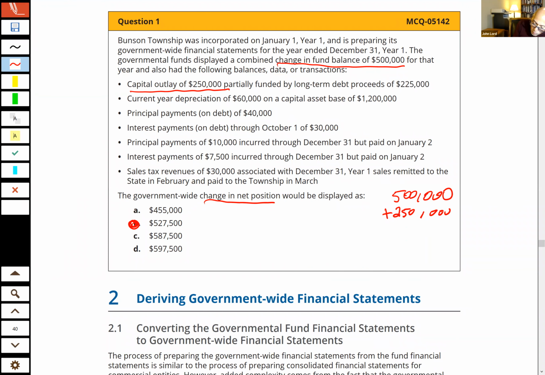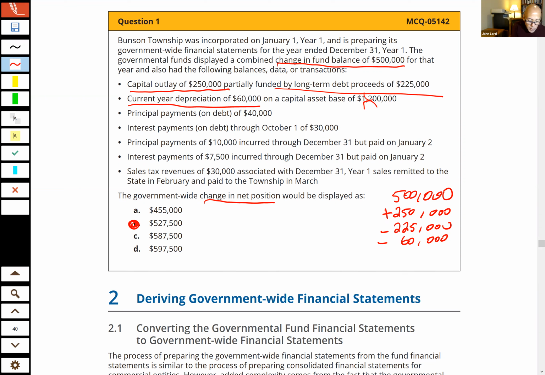But then they tell me it was partially financed by long-term debt proceeds. So what am I going to do with that? Subtract it. I have to subtract that, because when we issue debt, that doesn't increase my net position if I'm using full accrual accounting. Good. How about current year depreciation? What do you want to do with that? Subtract. Subtract the depreciation, right? I don't care what the base is. That's a distractor. It doesn't matter what the base is. They gave me the depreciation number. I know I have to subtract it.